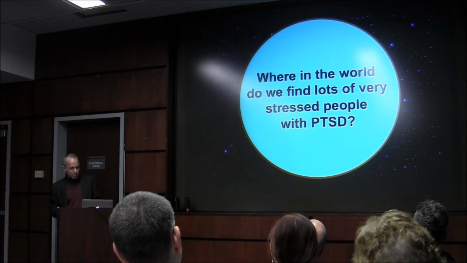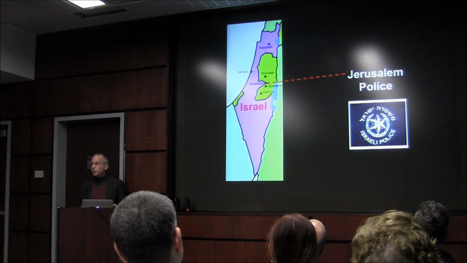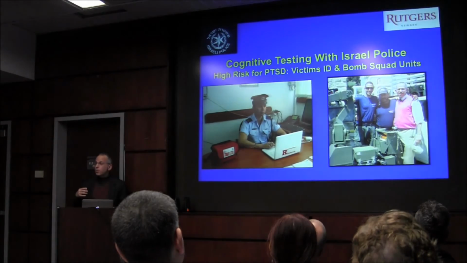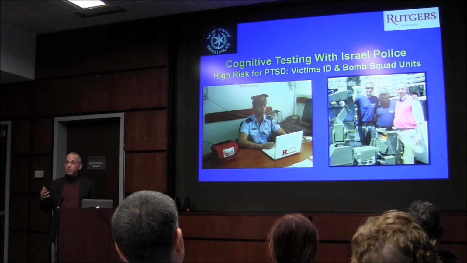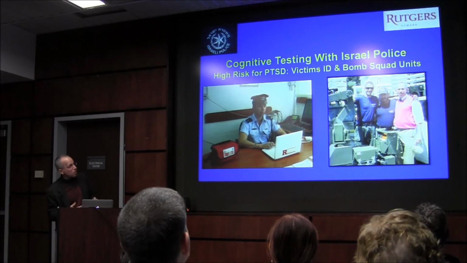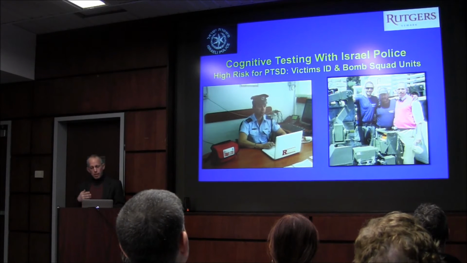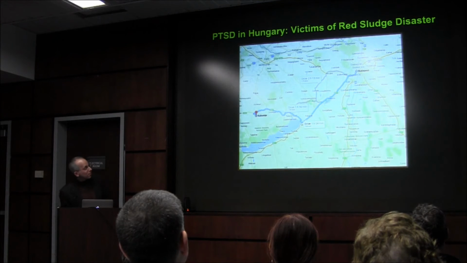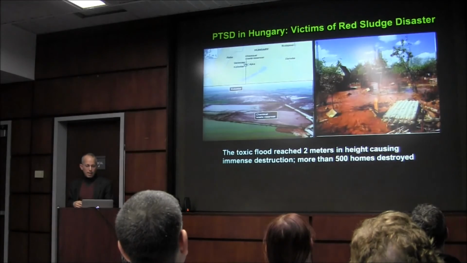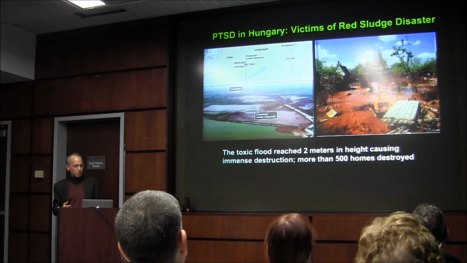Where in the world do we find lots of people with PTSD? Well, not so far away from the previous study in Israel, where we've been collaborating in past years with the Jerusalem police, and in particular with some of the units at most high risk: the Victims ID unit, the ones who go in and identify body parts, and the bomb squad, the folks shown on the right with their bomb robot, working with them and testing them. And also back to Hungary, another two-hour road trip out of Budapest to another rural region that had a horrible toxic flood of a waste dump that destroyed several villages.